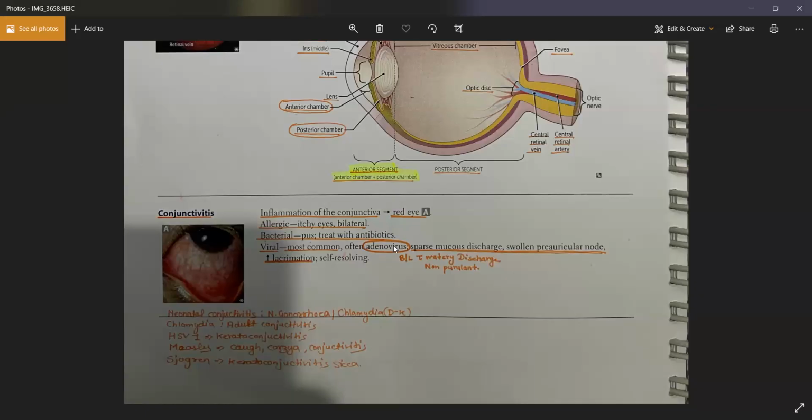Then for the viral causes, you have mostly adenoviruses. We have discussed that. Other viruses could be the measles virus. HSV1 can cause keratoconjunctivitis. This condition could also be autoimmune. If you remember Sjogren syndrome, you have keratoconjunctivitis sicca. So all these causes can cause a red eye or inflamed eye.